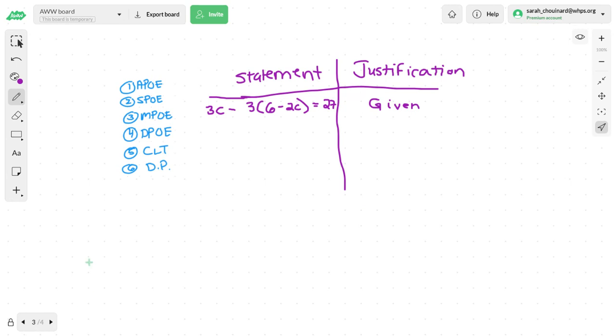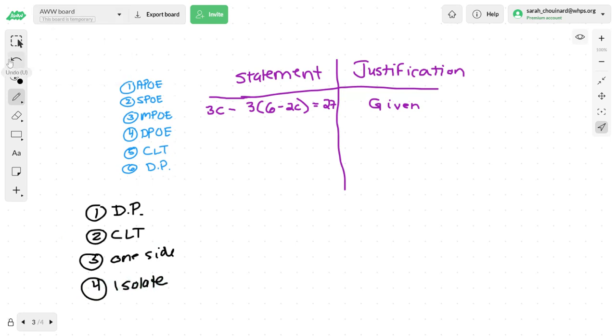So let's do one more. Just a quick reminder, don't have to write it down, but this is the order steps should go in. We should distribute first. We should combine like terms second. We should get the variable on one side. And then last but not least, we should isolate the variable. So we've got our statement, our problem, and our justification when we start is always given.